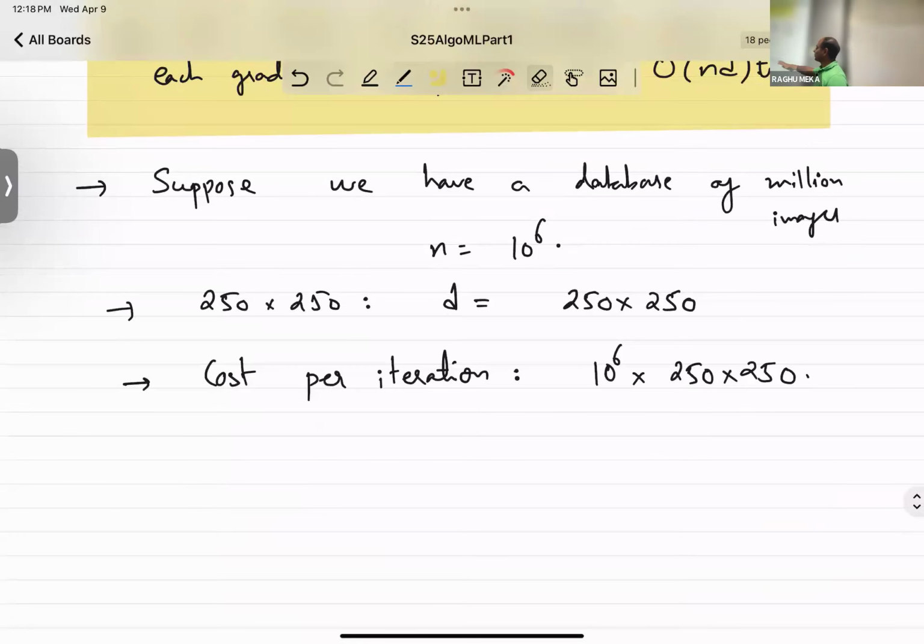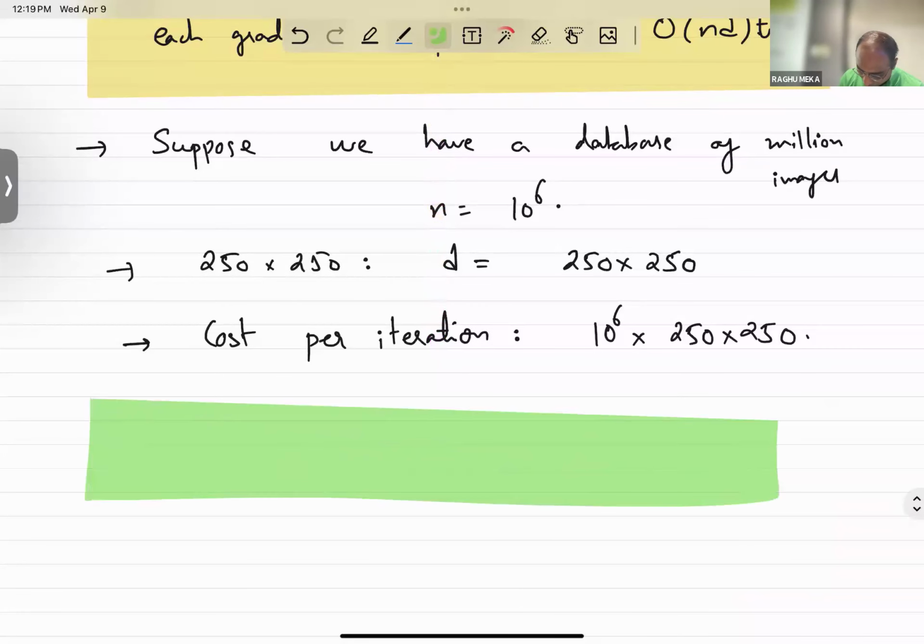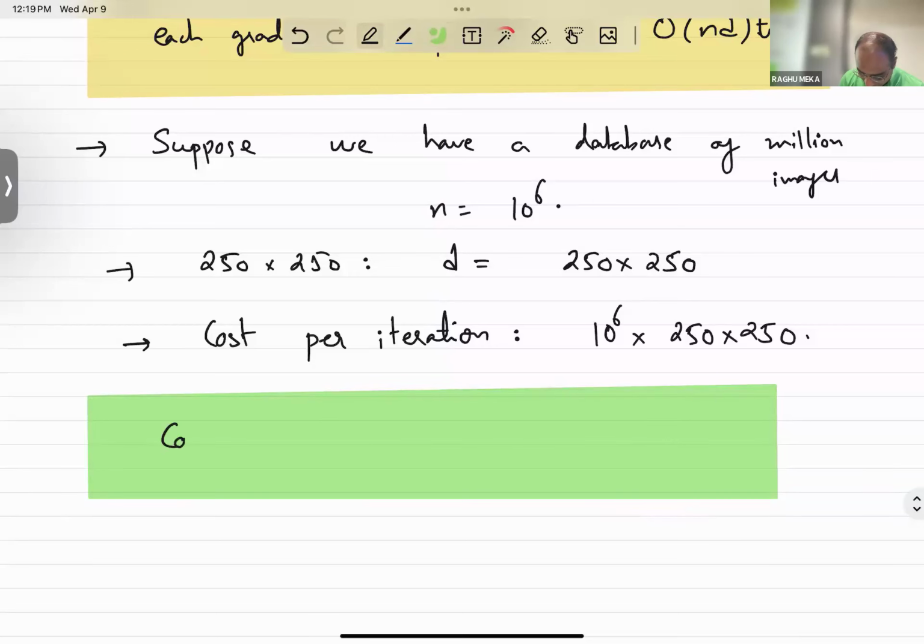So the cost per iteration is very high. And this is not even including things like, maybe your data set is spread over multiple servers. Then you have to make a pass over everything and then come back. Even the memory footprint could be very expensive. This is a significant problem. To summarize, the cost per iteration is too expensive.